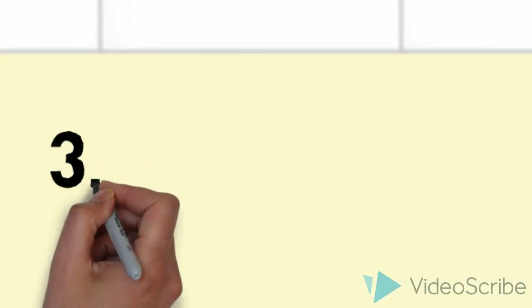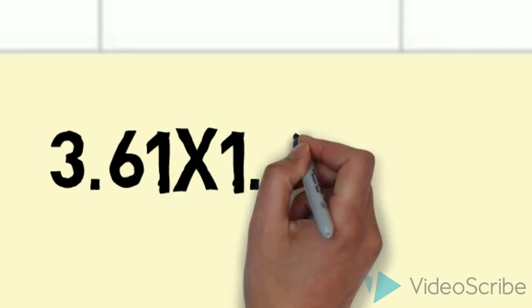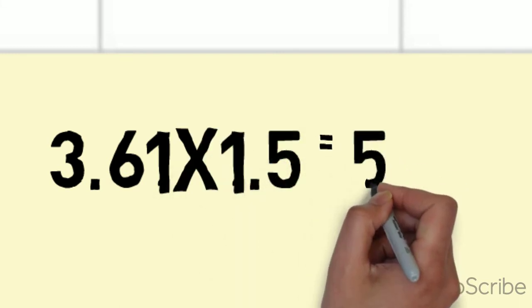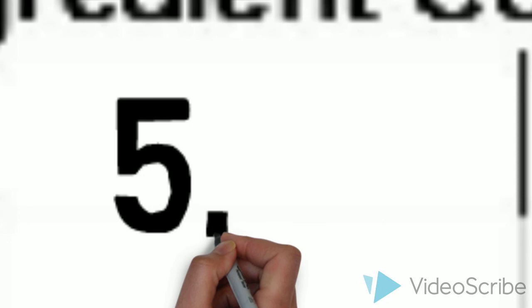The next step is to find out how much our individual ingredient cost is. So we take $3.61, we multiply it by 1.5, and that gives us $5.42 for our individual ingredient cost. Okay, so this wraps up the top of the cost card. Now we'll move to the bottom.